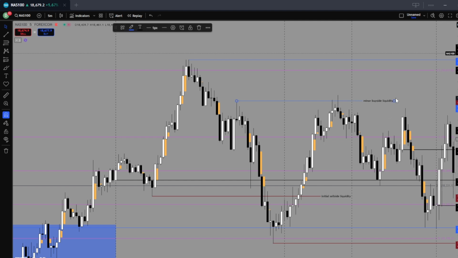Okay, that is the minor buy side liquidity. So market went down, took the initial sell side, collected the sell stops. Here retail, now you have to think how retail is thinking and how you, as a student of algorithmic thinking, will try to understand this in terms of the algorithm. How will the algorithm spool the prices higher towards the buy side?